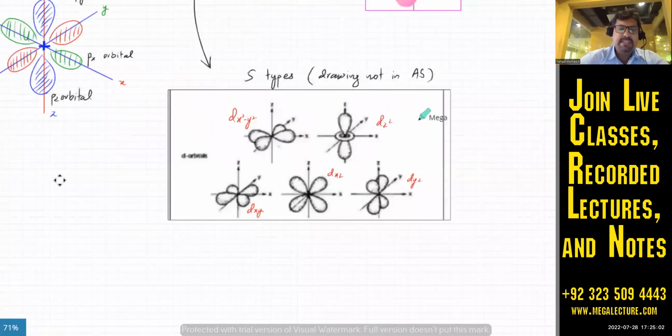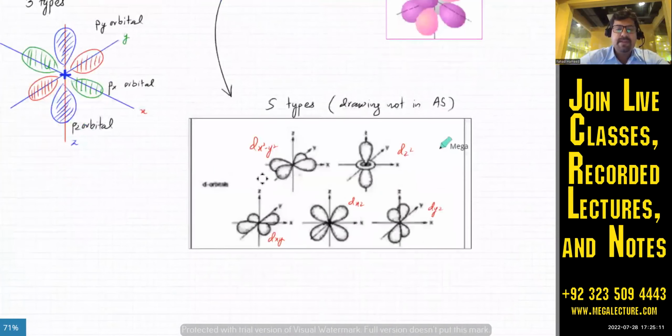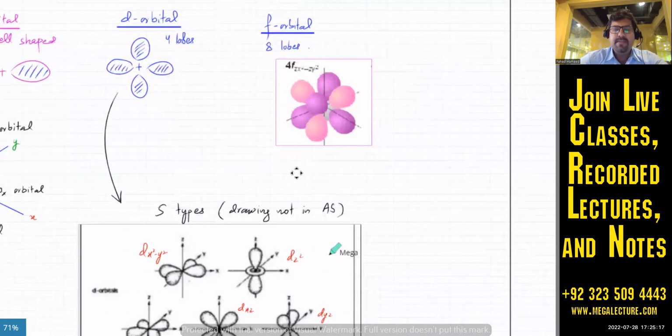Just the basic idea that there are 5 types of d orbitals, right? That's a typical d orbital, 4 lobes. The negative charge would be spread in 4 lobes, and there could be 5 different orientations for that around the nucleus. And then F, you don't need to know anything about F.